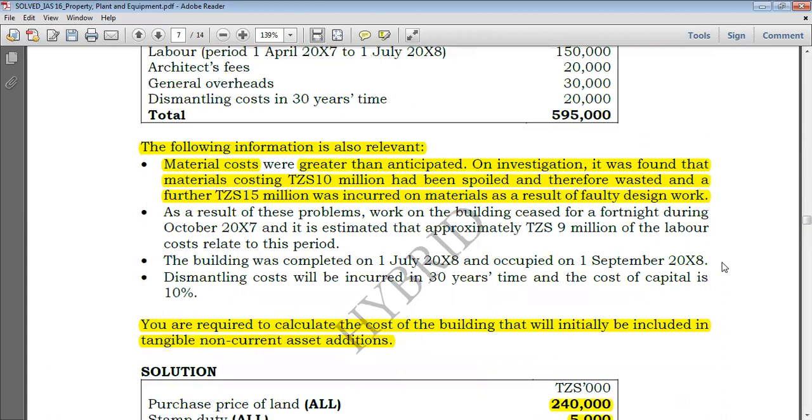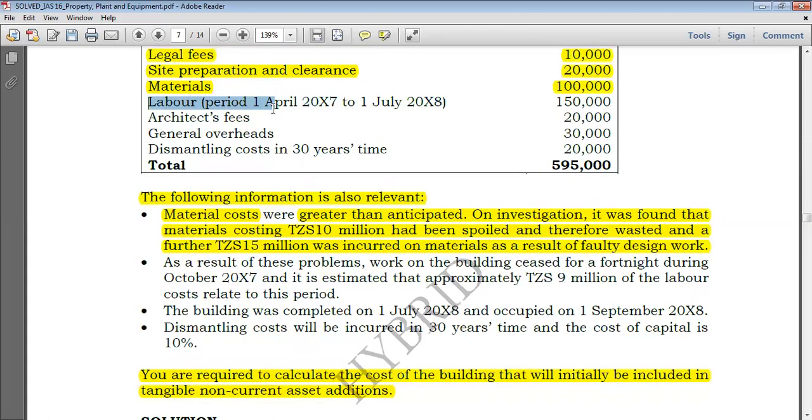Then you proceed further. We are told labor period 1st April 2027 to 1st July 2028, which amounted to 150,000, right? So if you have something like that, just go to further information on labor and see if there are costs to expense instead of capitalizing. You're told here, as a result of these problems, work on the building ceased for a fortnight during October 2027, and it is estimated that approximately 9 million of the labor costs relate to this period.